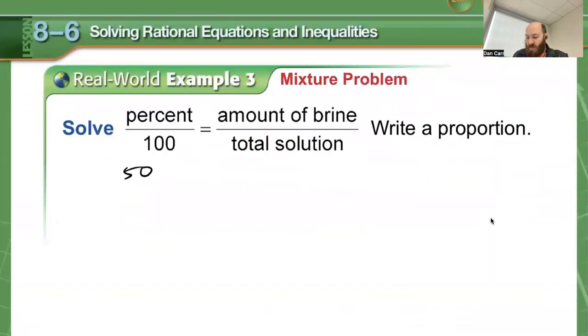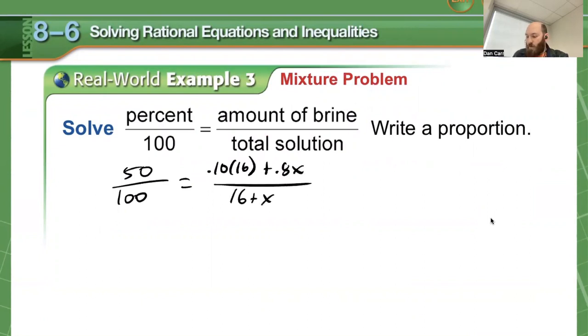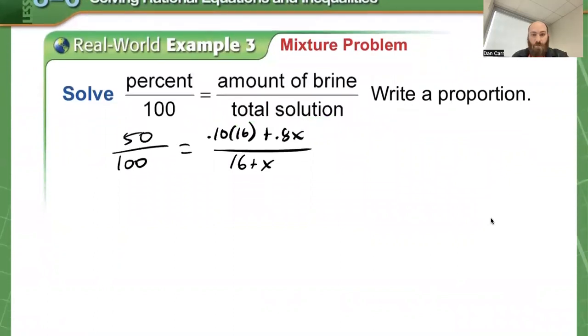The goal is 50% out of 100. And that's going to equal the amount of brine, which is the 0.10 times 16, added to the 0.8 times x, over the 16 plus x. Okay, so amount over the total solution. From here, we're going to treat it like our other rational functions to solve. My LCD here is just going to be 100 times 16 plus x.